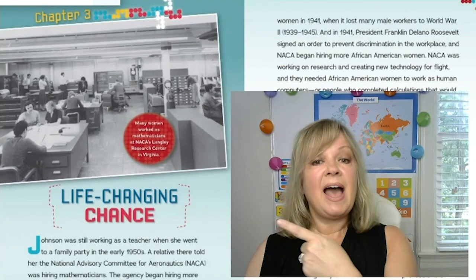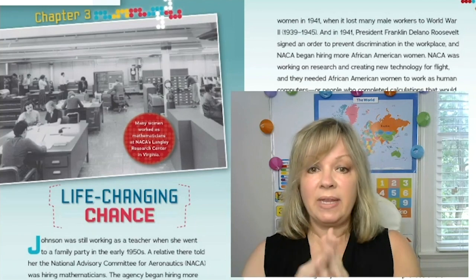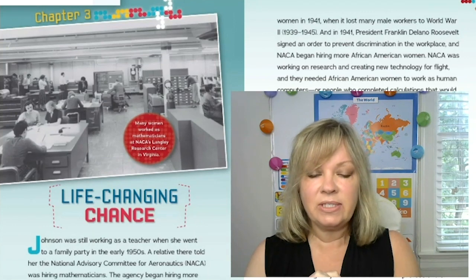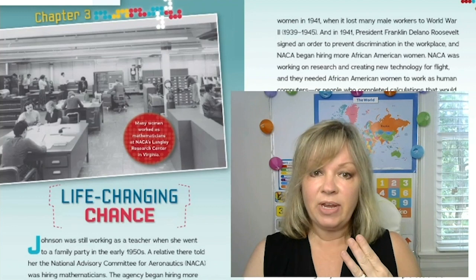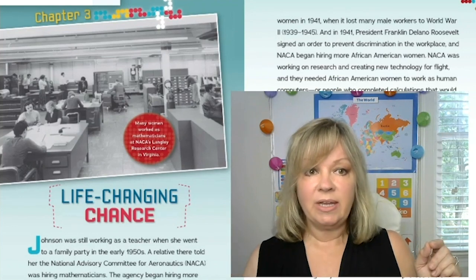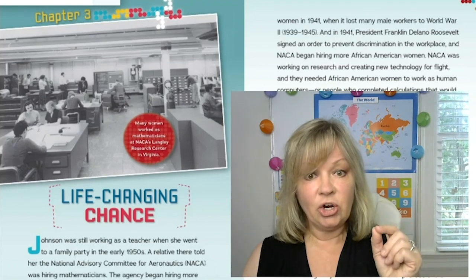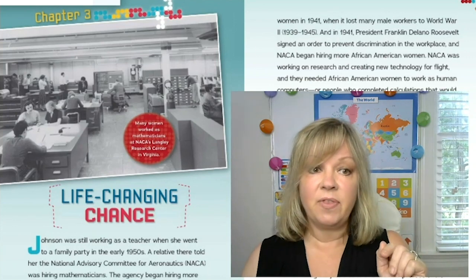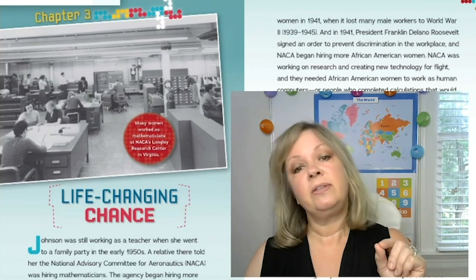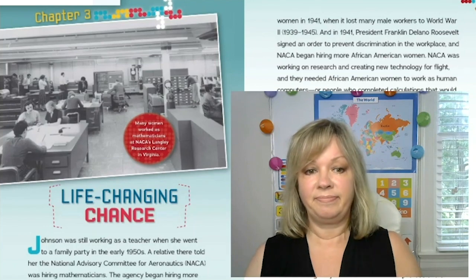Life-changing chance. I promised you I would tell you what this turning point was. When Katherine Coleman graduated from college at age 18 with honors, she got married, had 3 children, and became a teacher. Later, an opportunity arose at NASA, and she took it. This changed her life and the lives of those around her because her calculations were critical to the success and safety of the first men on the moon.